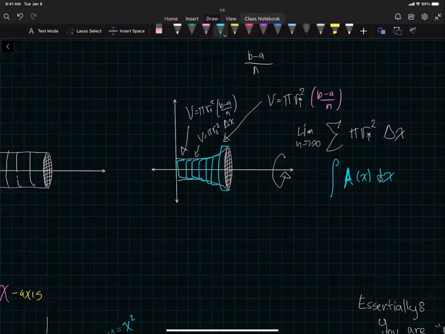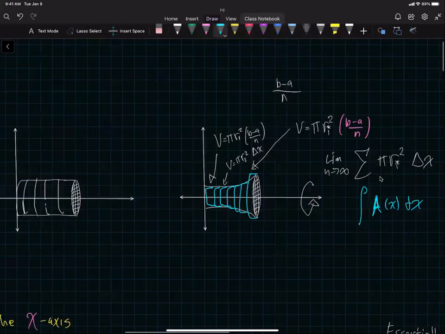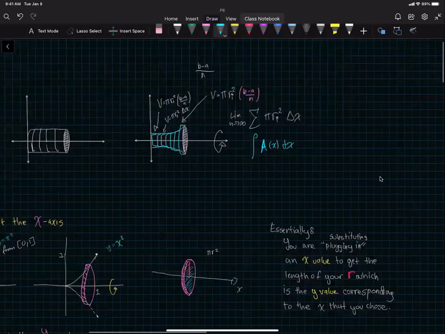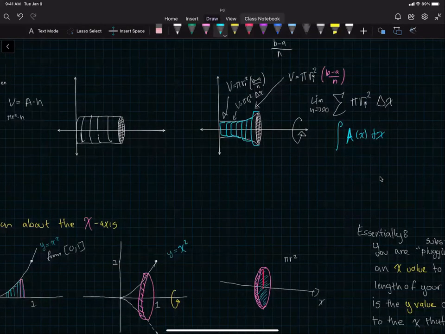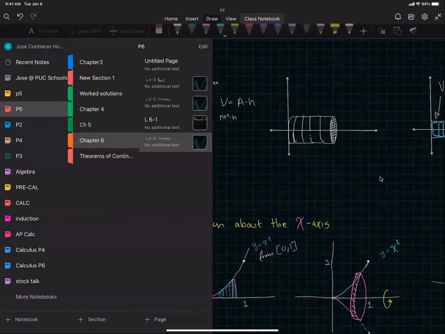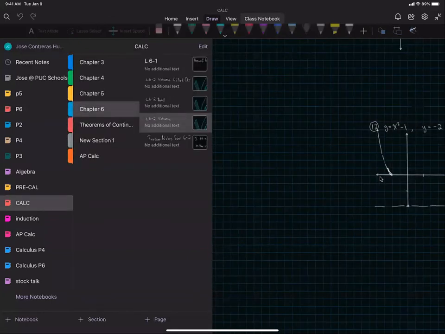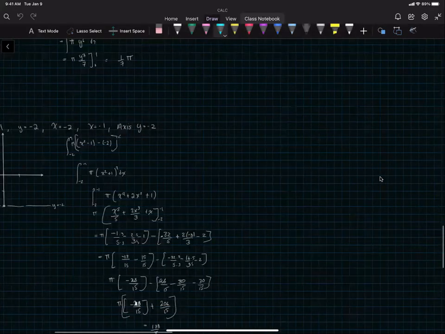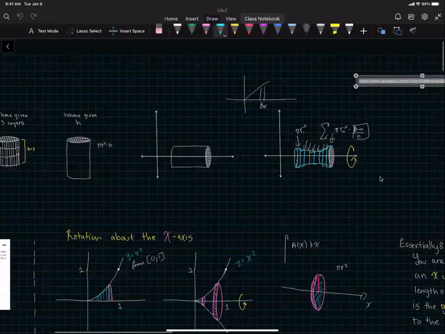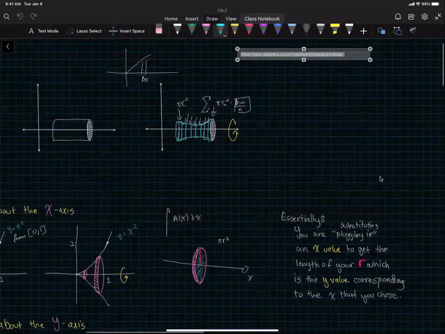So let me go ahead and show you something. Oh, I actually don't have it here on this one. Okay, so let's check another one. Let's see, can I use calc? It's not this one. I'm not sure if I can access it from here. I'll try.